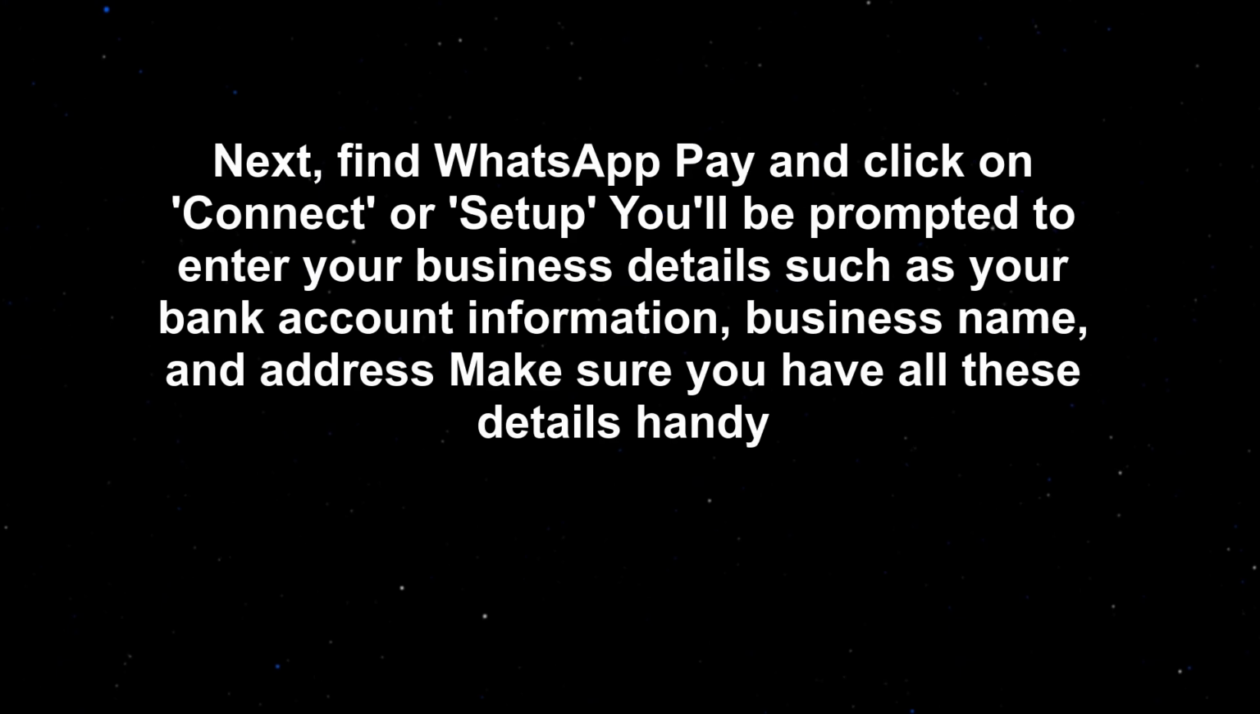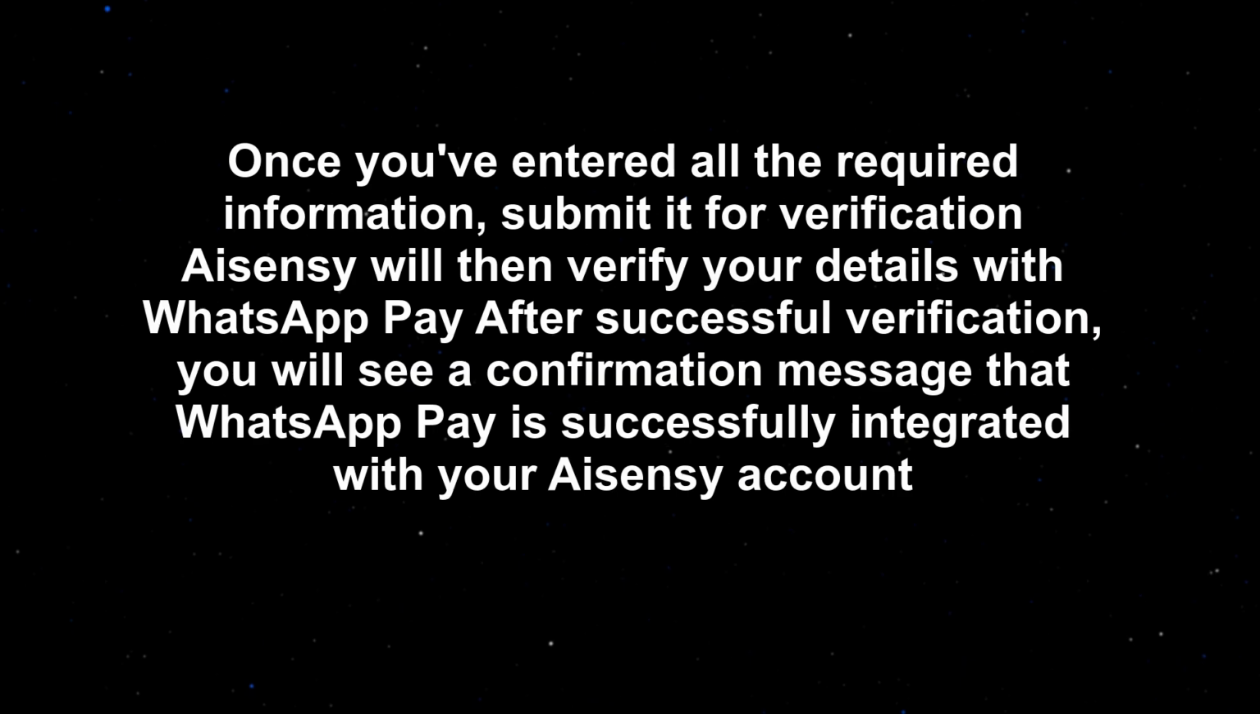You'll be prompted to enter your business details such as your bank account information, business name, and address. Make sure you have all these details handy. Once you've entered all the required information, submit it for verification. Aisensy will then verify your details with WhatsApp Pay. After successful verification, you will see a confirmation message that WhatsApp Pay is successfully integrated with your Aisensy account.